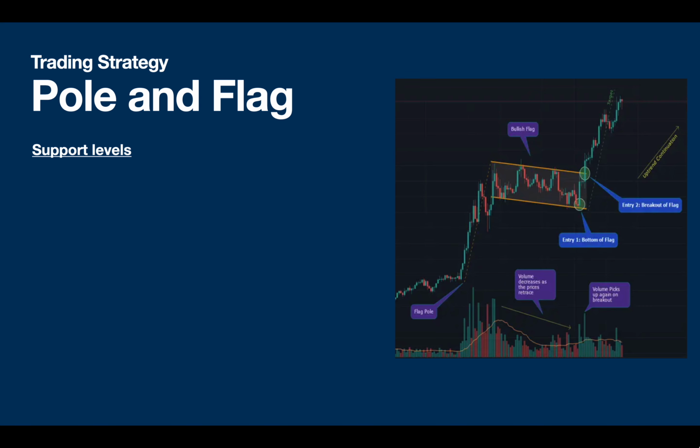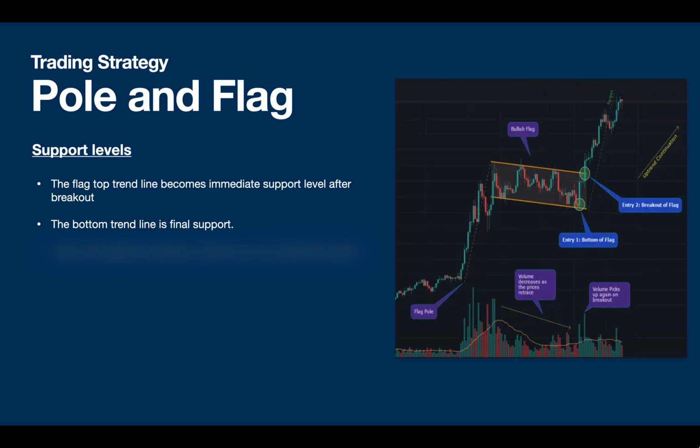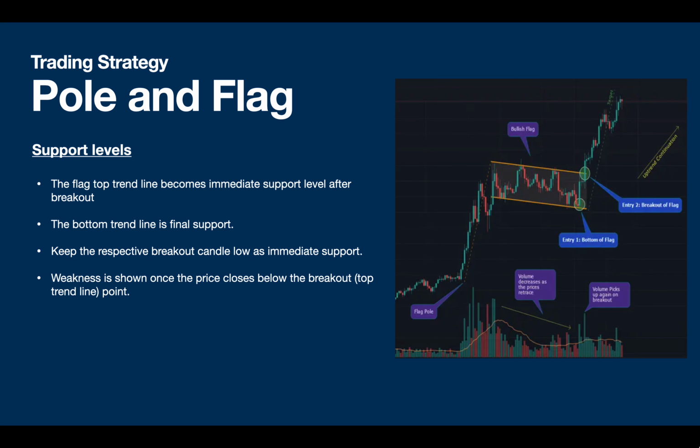Now let's check how to identify the support level in a flag pattern. The flag top trend line becomes an immediate support level after breakout and the bottom trend line is your final support. Keep the respective breakout candle low as immediate support. Weakness is shown once the price closes below the breakout point. But do not exit in panic. You can exit once the price closes below the bottom trend line of the flag.